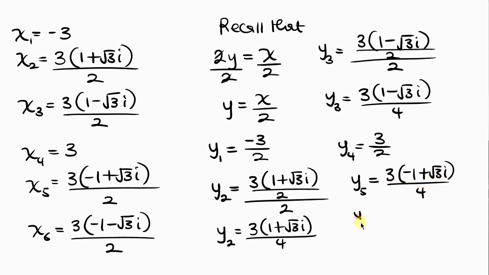Now, the sixth solution will look exactly like this. So this will be 3 times, this is when x is this expression here. So I'm going to be having something like this, 3 times negative 1 minus root 3i all over 4. So these are the 6 solutions for y.